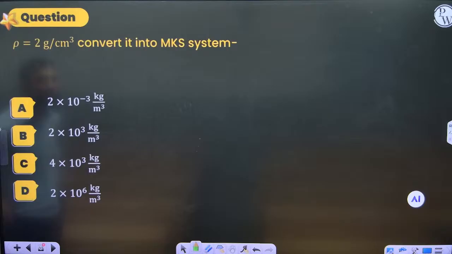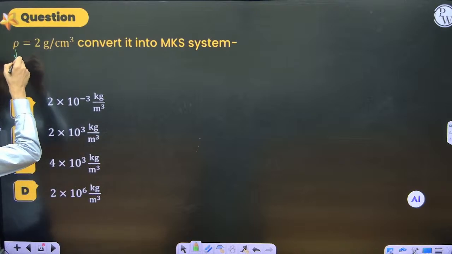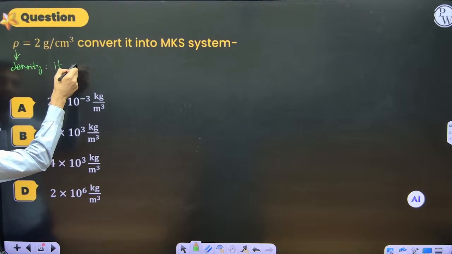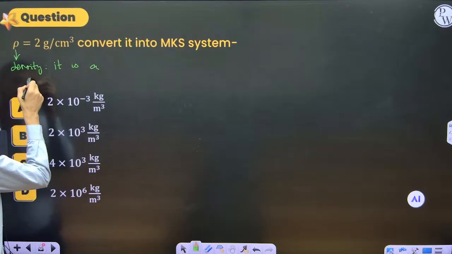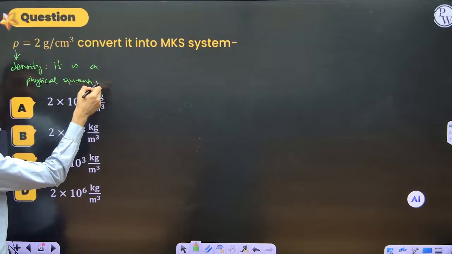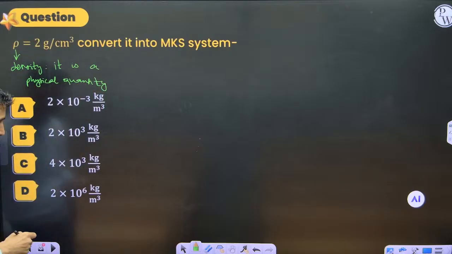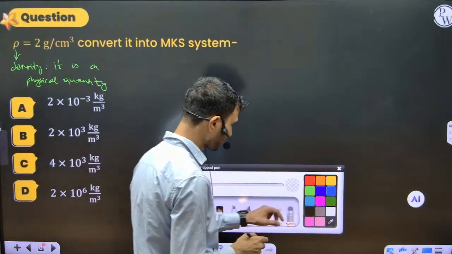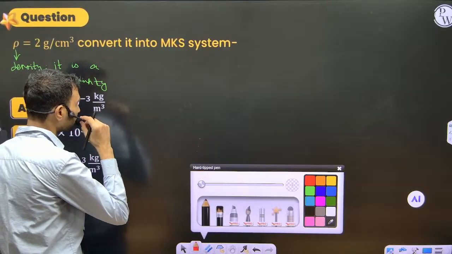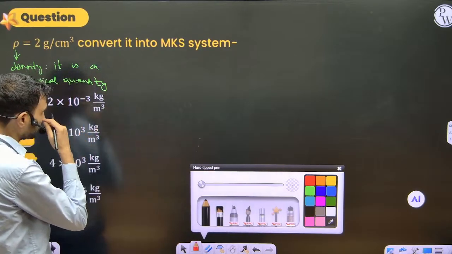Then rho equals 2 gram per centimeter cube. Convert it into MKS. So rho is density, and it is a physical quantity, and you have to write it in MKS.